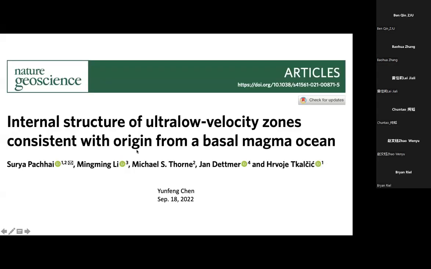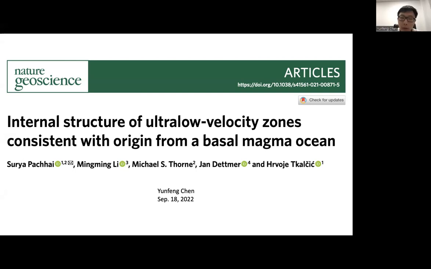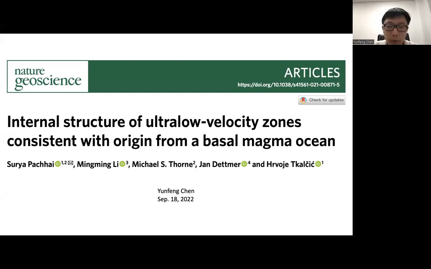Published early this year in Nature Geoscience, entitled Internal Structure of Ultra-Low Velocity Zones Consistent with Origin from a Basal Magma Ocean. I'll say this is a quite multidisciplinary study involving seismic imaging and geodynamic modeling, as well as probably some geochemistry study.